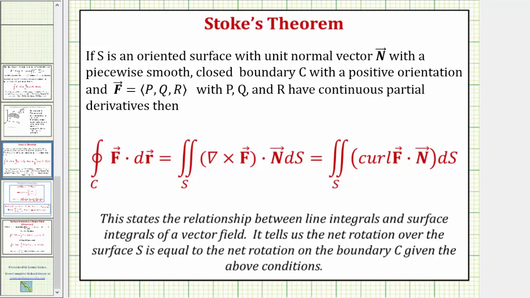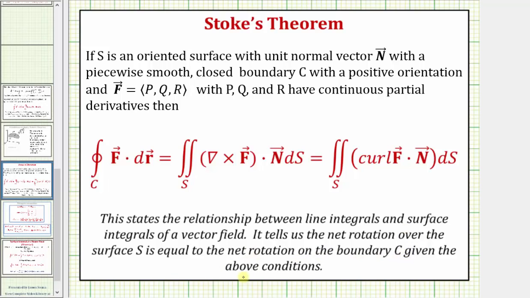Stoke's theorem states that if S is an oriented surface with unit normal vector n with a piecewise smooth closed boundary C with a positive orientation and the vector field F has components P, Q, R, which all have continuous partial derivatives, then the double integral over the surface S of the curl of F dot n differential S is equal to the line integral along the closed curve C of F dot differential r. So this states the relationship between line integrals and surface integrals of a vector field under these conditions. It tells us that the net rotation over the surface S is equal to the net rotation on the boundary of C.